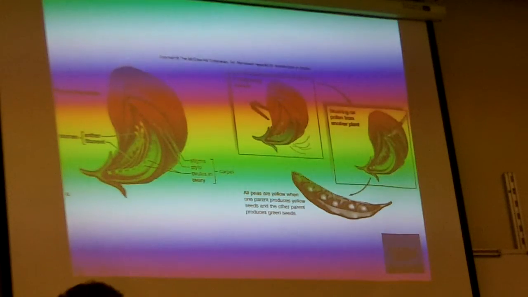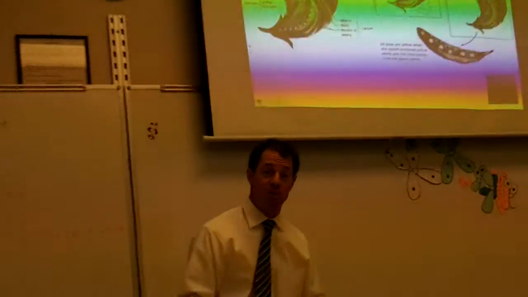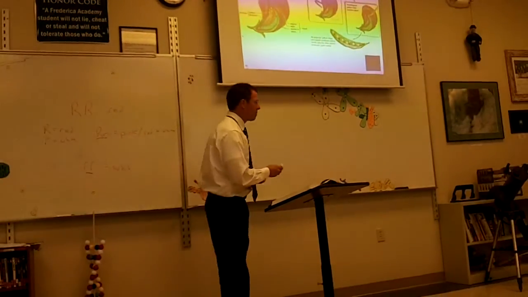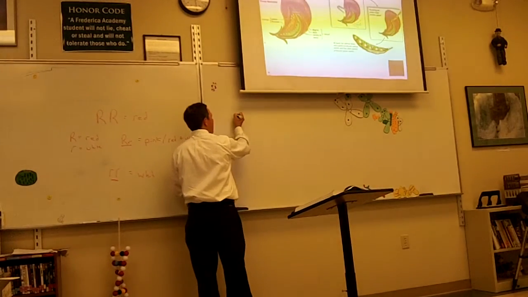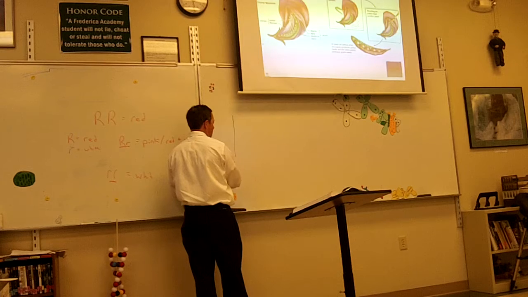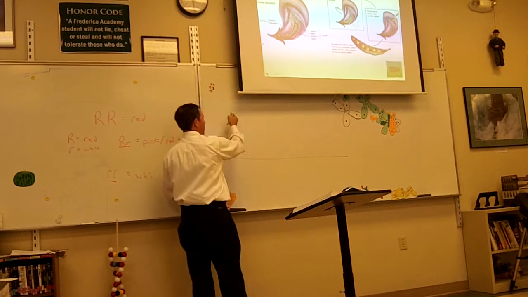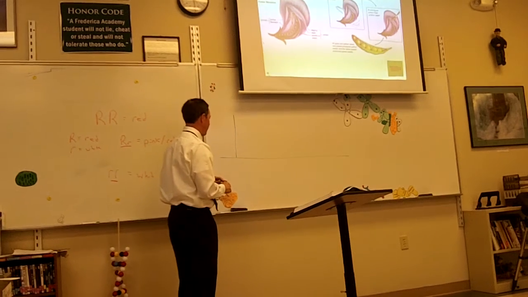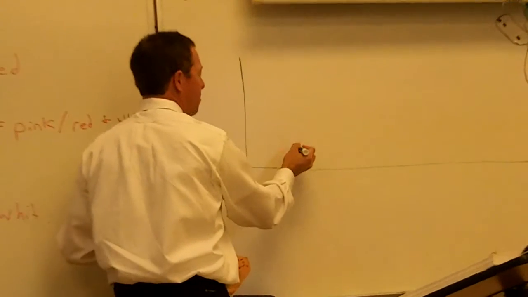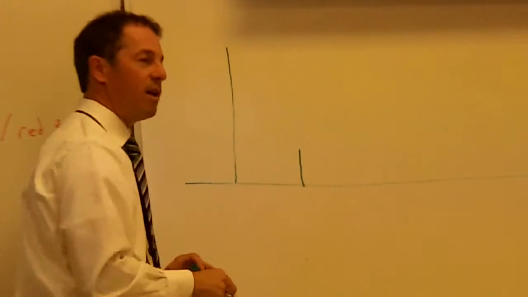And so, let me show you his experiment. Now, he did a number of experiments. This is probably the simplest one. He took pea plants that were tall. And so, I'll represent that. This is the ground here. I'll represent a tall pea plant with a green line. And he mated them with pea plants that were short. And I'll represent that with a short line.